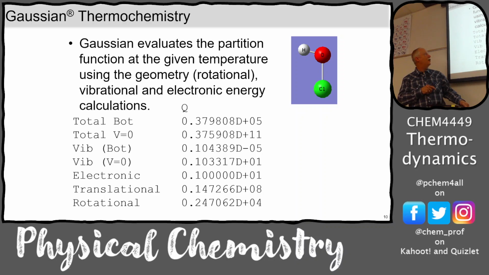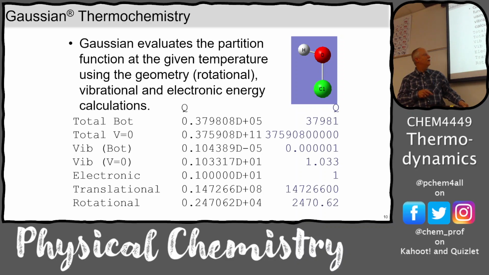And so what's this total? The total is the product of all 4 of these: the translation, the rotation, the vibration with v equals 0, and the electronic. And that's the total. And so we can look at that total. Here it is, just getting rid of that crazy scientific notation. You can see all of the different pieces. So the translational, which is huge, times the rotational, times the electronic, times the vibrational gives you this number here.